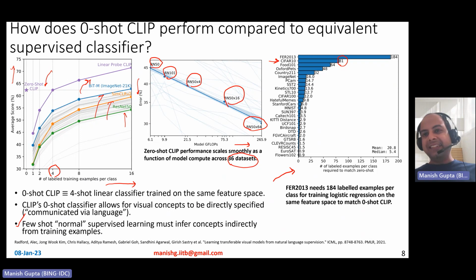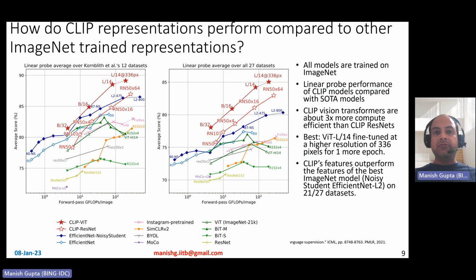Now that's so awesome, right? And if you take the FER 2013 dataset, 184 examples per class, then even then the performance is equivalent to a zero-shot CLIP, which is great about the zero-shot nature of the CLIP model. Now, how do CLIP representations actually perform compared to other ImageNet-trained representations? Okay, so here what do we do?